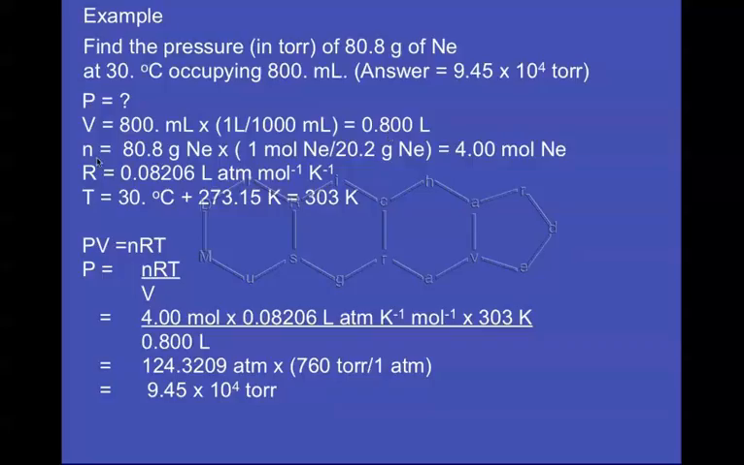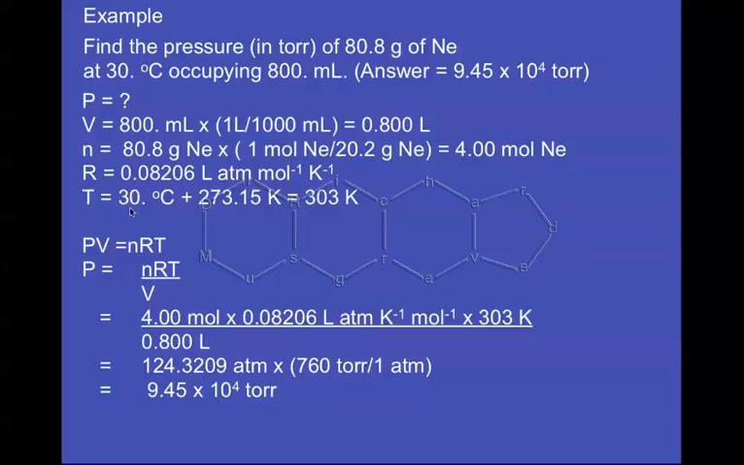Now, n is going to be based on the number of grams, so 80.8 grams of neon times 1 mole of neon over 20.2 grams of neon, where 20.2 is the molecular weight of neon. We get that off the periodic chart. So we come out with 4.00 moles of neon as our answer there. Again, we know that the pressure is going to come out in atmospheres, the volume has to be in liters, we've got n as moles now, and we need the temperature to be in Kelvin.